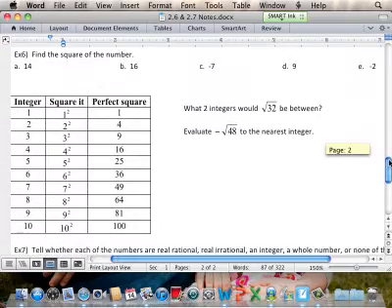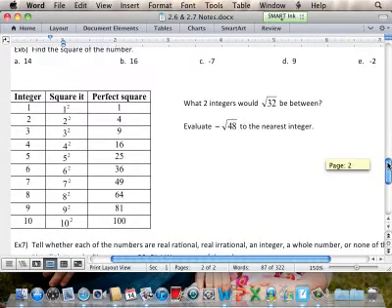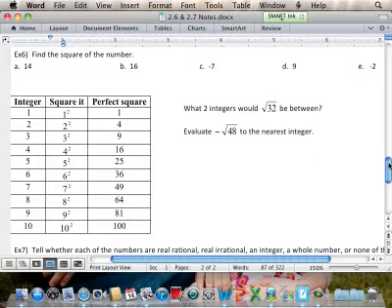It says find the square of a number. That's pretty straightforward. The square of a number just means multiply it by itself. So 14 times 14 is 196. And as you get comfortable with these things, you're going to be able to just know these off the top of your head. I'm not saying you should right now, but you will get there. 16 times 16 is 256.